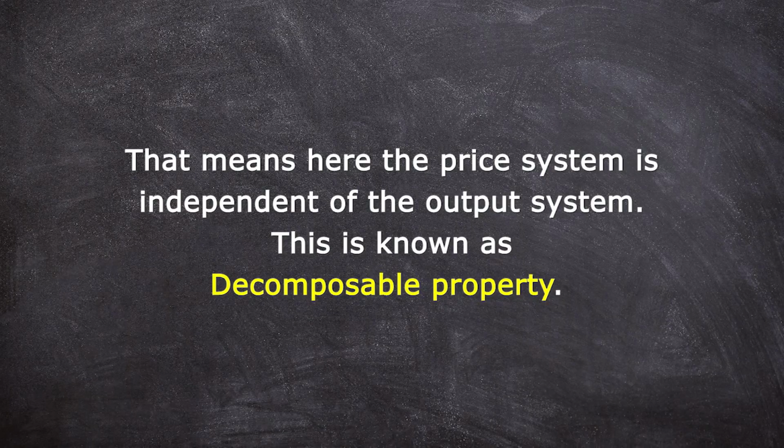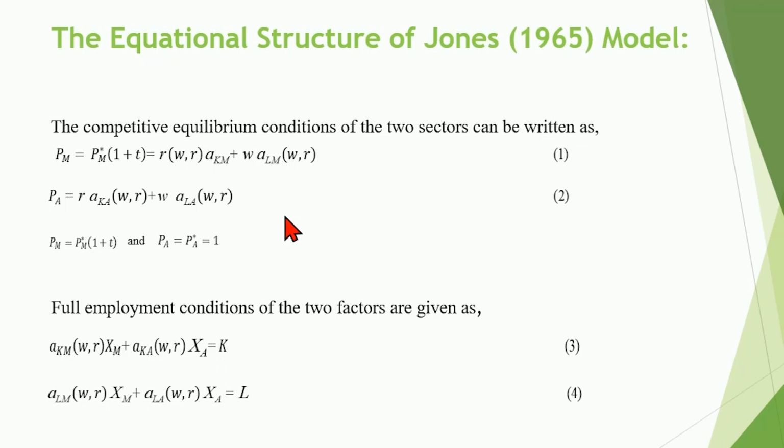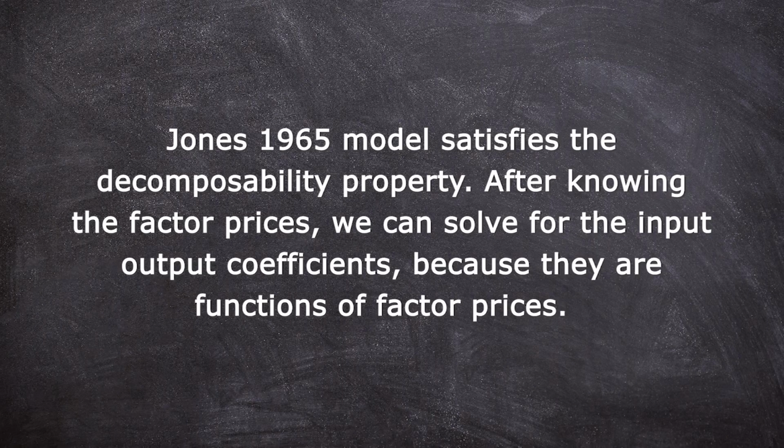So we can solve for the 2 unknowns from these 2 equations. And from here it is clear that we can solve the values of the factor prices without the help of the output system. That means the price system is independent of the output system. This is known as the decomposable property. That means the Jones 1965 model can be decomposed into 2 separate parts. These 2 parts are not linked; they are completely separate. So the Jones 1965 model satisfies the decomposability property.